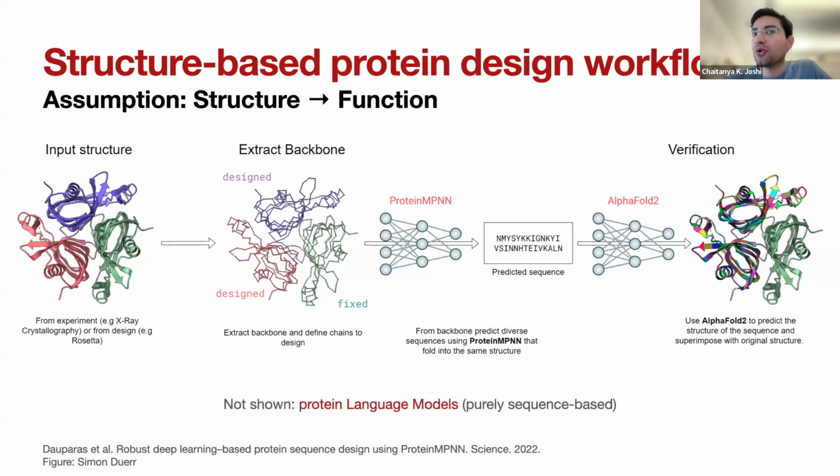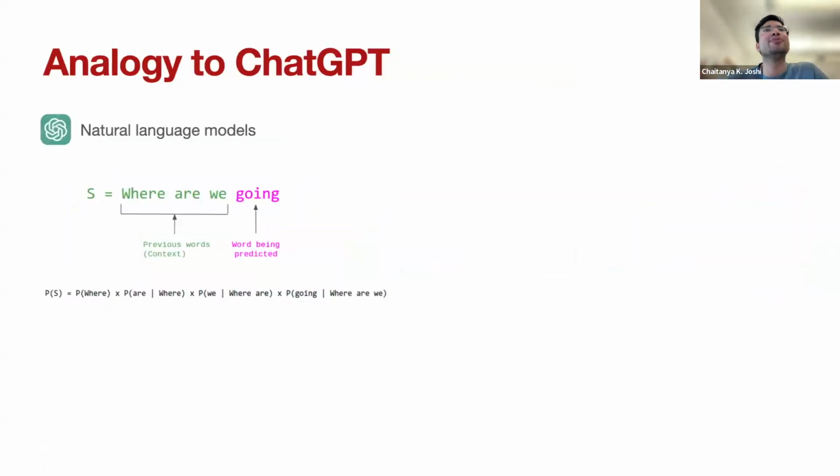What's not shown is that there are also purely sequence-based approaches, protein language models, which are also being used for designing biomolecules as well. So a simple analogy here is to ChatGPT, right? And natural language models are often conditioned on some prompt and then predicting the next token.